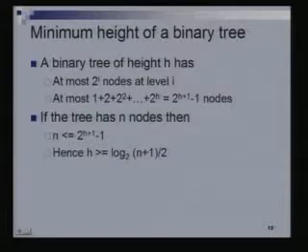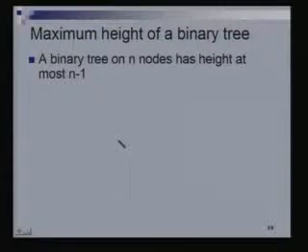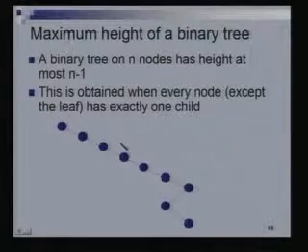Right? Because there you are packing all the nodes as close to the root as possible by filling up all the levels to the maximum. So that's the minimum height of a binary tree. I give you a binary tree on n nodes, its minimum possible height is this quantity, roughly log of n. Right? What's the maximum height that a binary tree on n nodes can have? A binary tree on n nodes has height at most n minus 1, and this is obtained when every node has exactly one child, and this would be a picture of them.